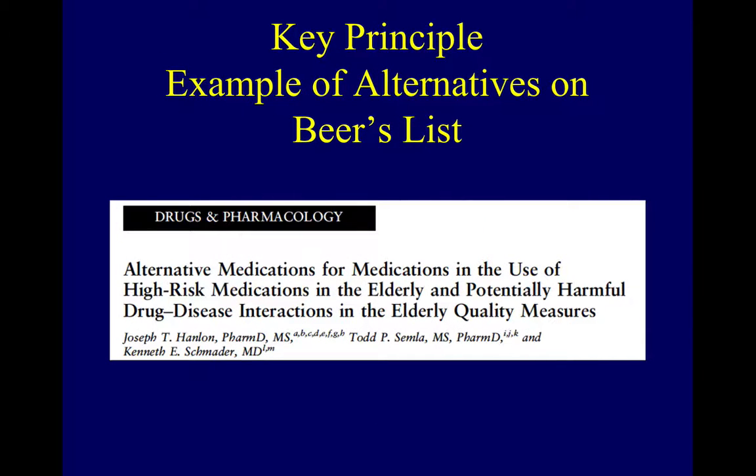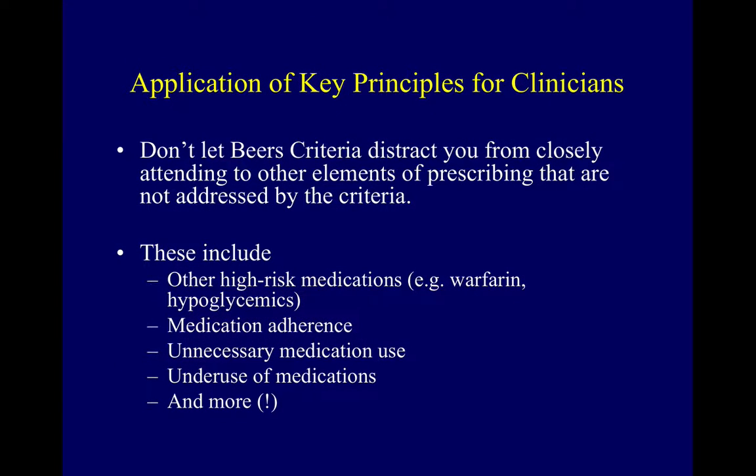Another key change to the 2015 publications was a publication on alternative medications for the use of high-risk drugs. So if we're going to recommend getting rid of certain drugs, what are the alternatives? And I will mention several of these throughout the talk.